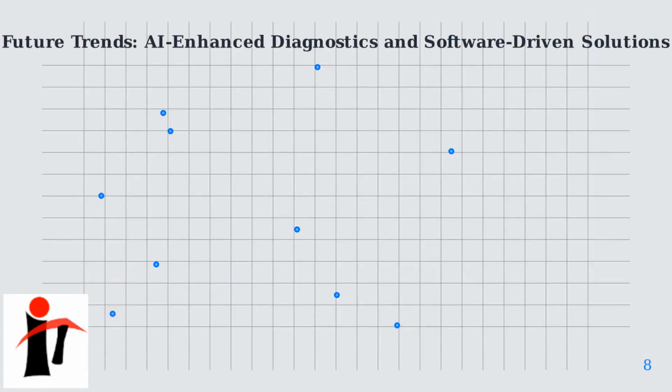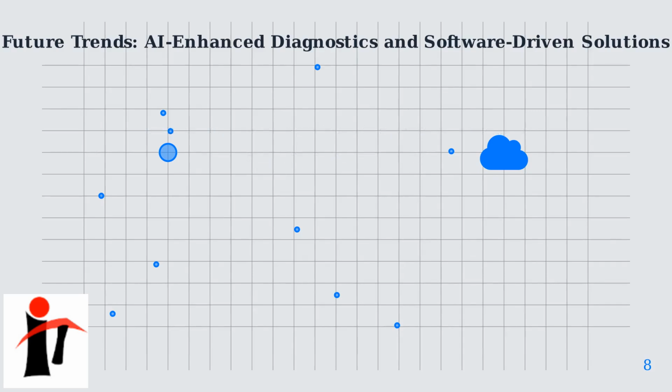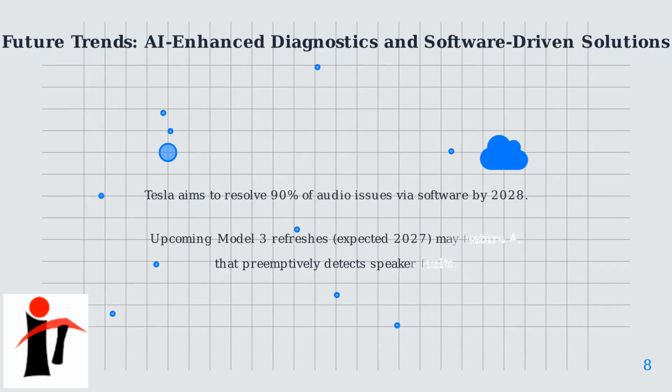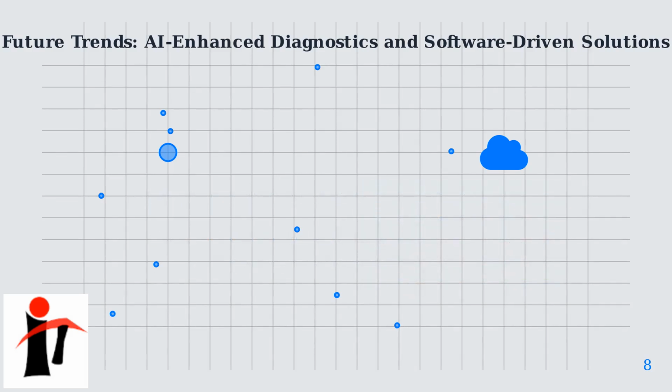The future of Tesla audio repair lies in software-driven solutions and AI-enhanced diagnostics. Tesla aims to resolve 90% of audio issues via software by 2028. Upcoming Model 3 refreshes, expected 2027, may feature AI that preemptively detects speaker faults.